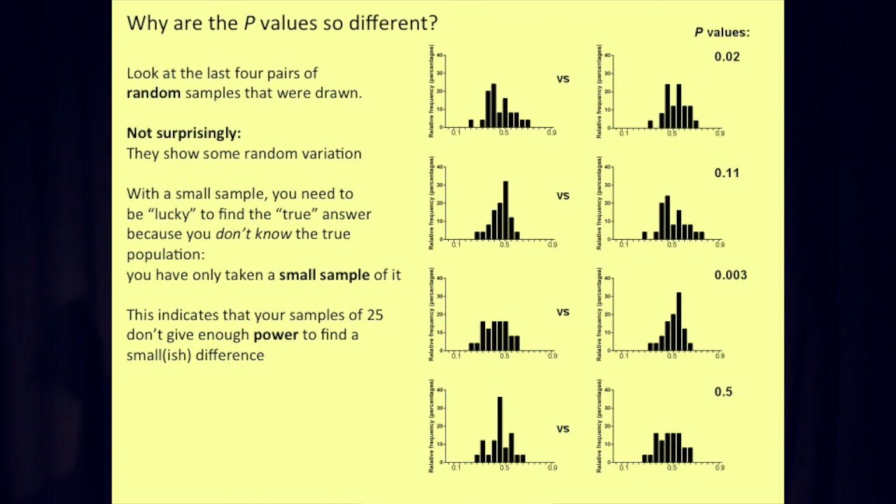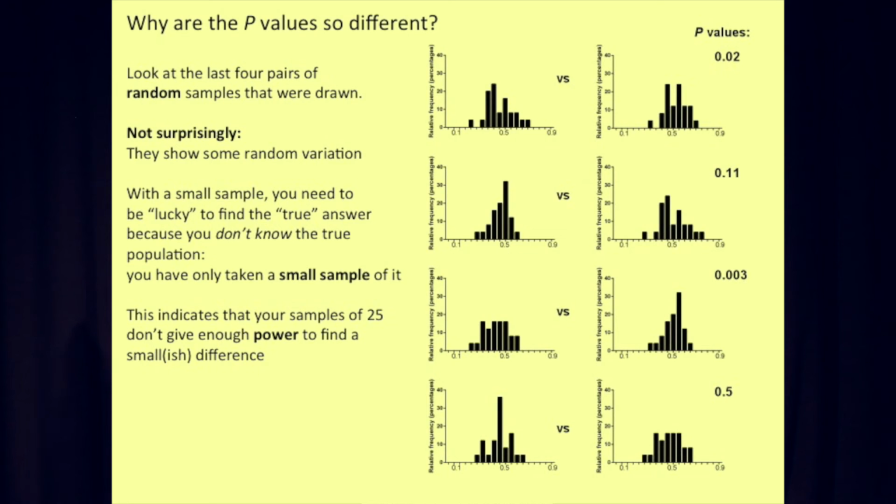These are the last 4 of those shown as distribution histograms. So that's the distribution of values in the sample we took compared with that distribution. Exactly the same number of samples, but because they're small, they vary around. So this one gives a p of 0.5, that gives a p of 0.11, that gives a p of 0.02. So a lot of variation.